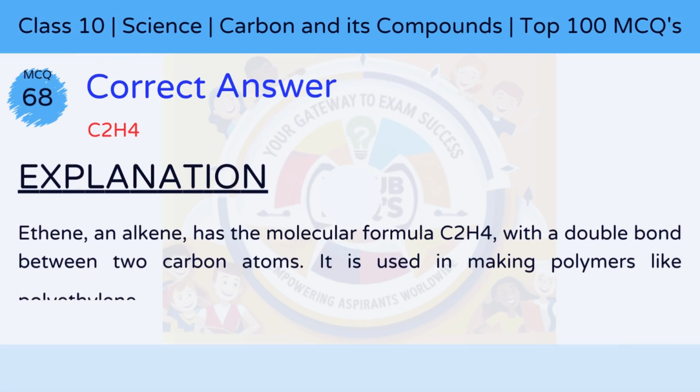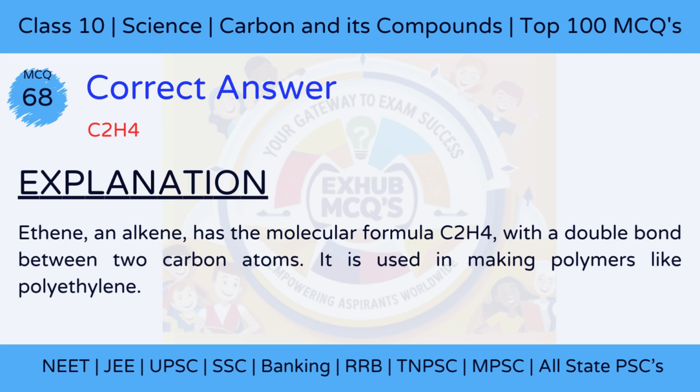The correct answer is option B, C2H4. Ethene, the simplest alkene, has the molecular formula C2H4. It contains a double bond between two carbon atoms and is used in polymer production.